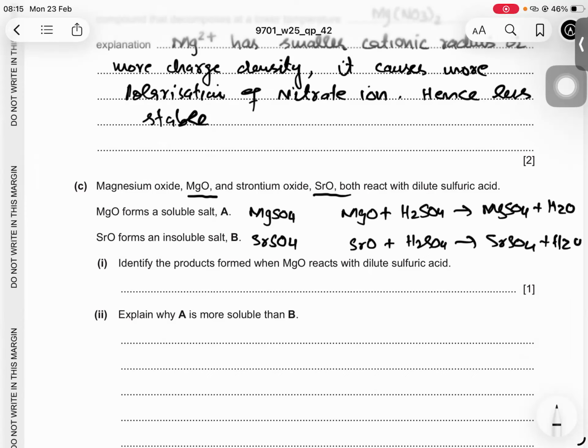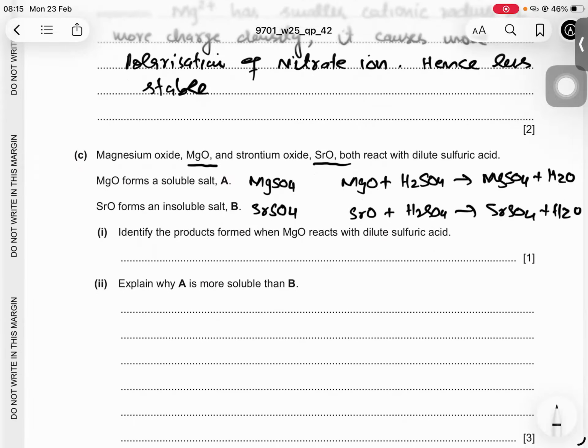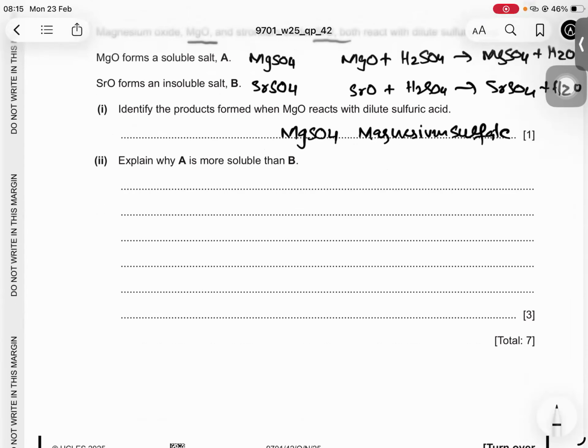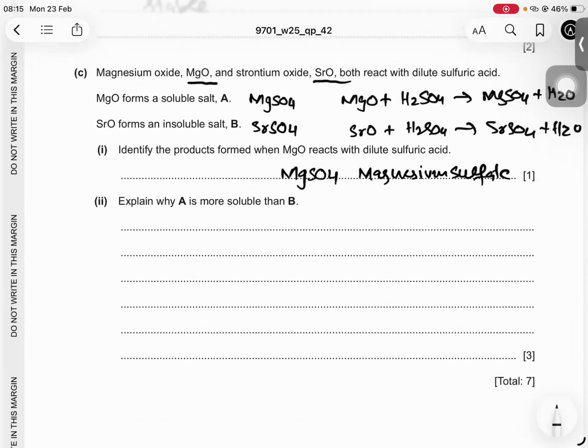Now the question is to identify the product when magnesium reacts with sulfuric acid. So what is the product? Yes, magnesium sulfate. You can write the formula or the name. Explain why A is more soluble than B. Why is magnesium sulfate more soluble than B?